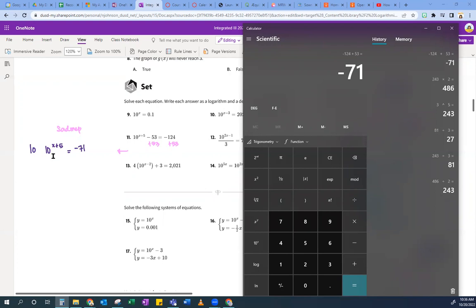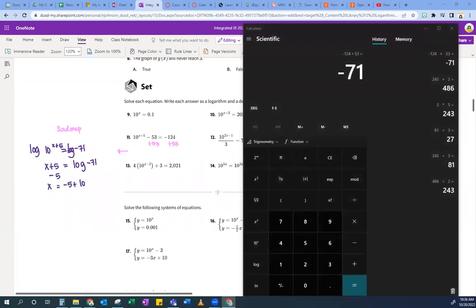And some of you are like, Miss Johnson, Miss Johnson. I know, but I gotta show everybody else. Okay. So then I'm going to subtract 5 from both sides, and I get x is equal to negative 5 plus log of negative 71. And some of you should still be saying, Miss Johnson.